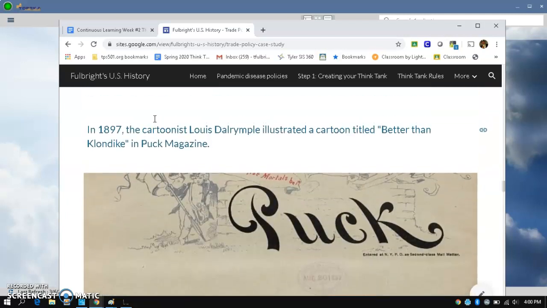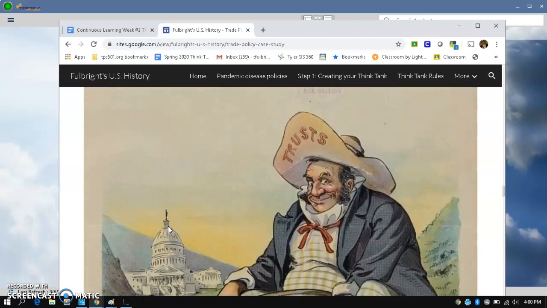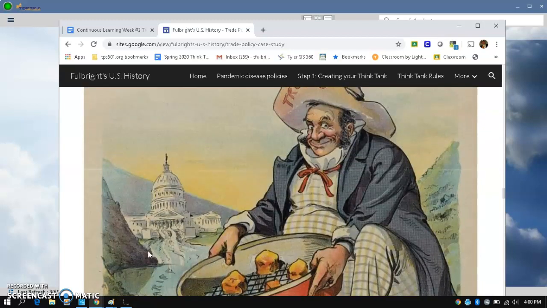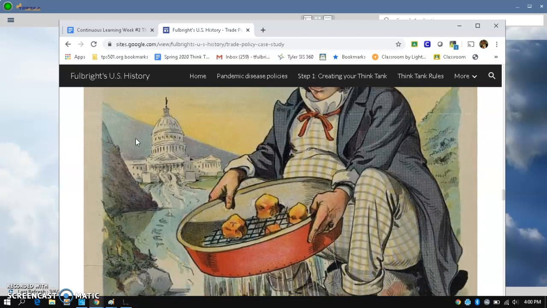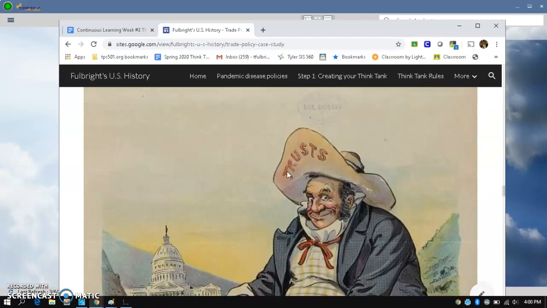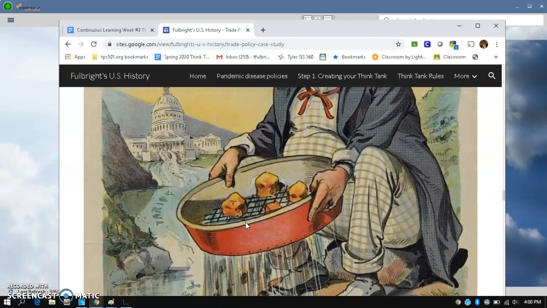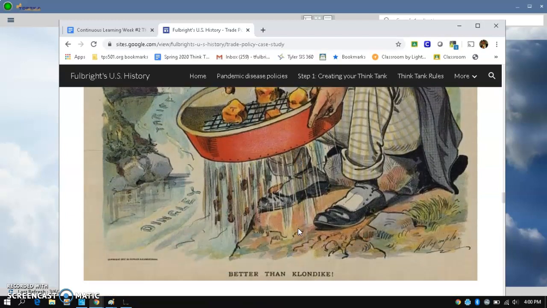Let's look at this cartoon from Louis Dalrymple. In the cartoon we have the White House, Congress in the back there. Congress just passed a tariff, and who's this man? Trust. Remember that a trust is a really large business. What is that business getting out of the tariff? Who's the tariff going to help?